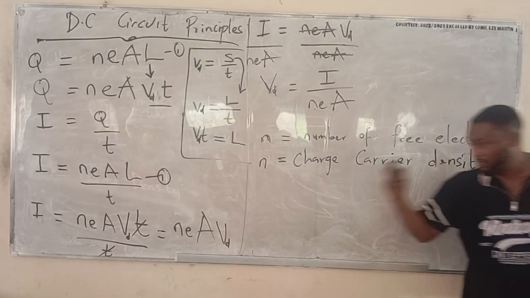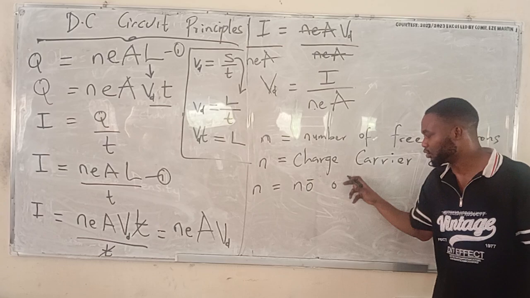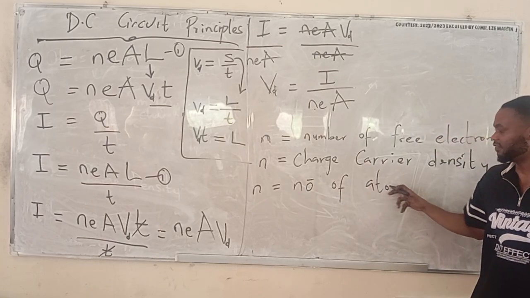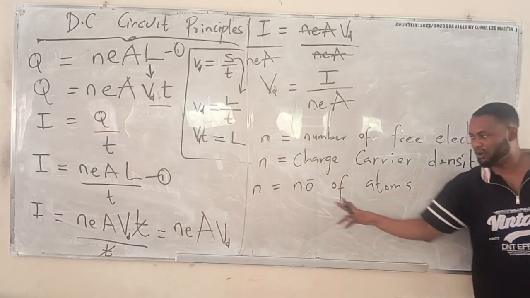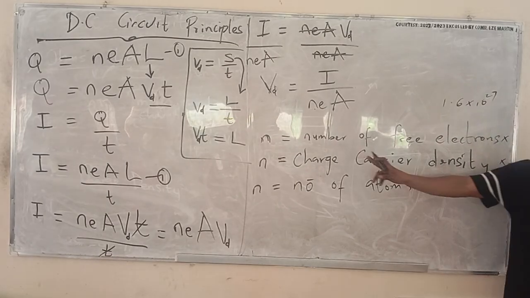Another way you need to see this is as number of atoms. Whenever you are to find this using number of atoms, it simply means they did not give you this. In these two cases, they might tell you the number of free electrons is 1.6 times 10 raised to the power 29 or something. Just know they are talking about that and use it as n. Or they tell you the charge carrier density is this. Just know they are talking about that n.